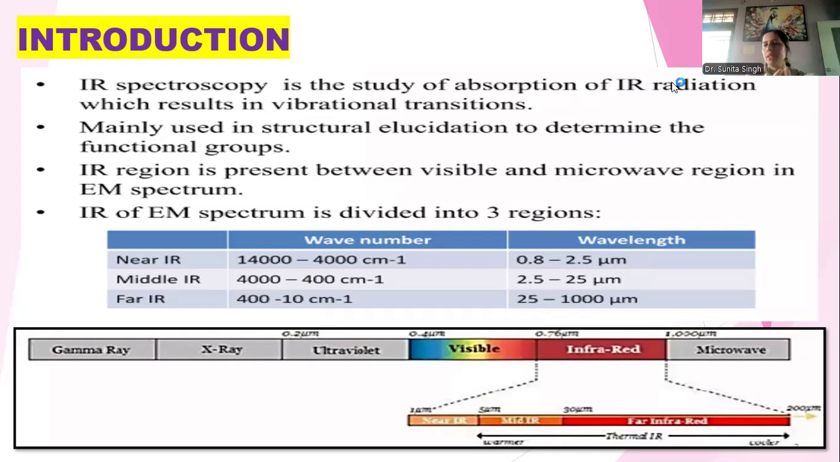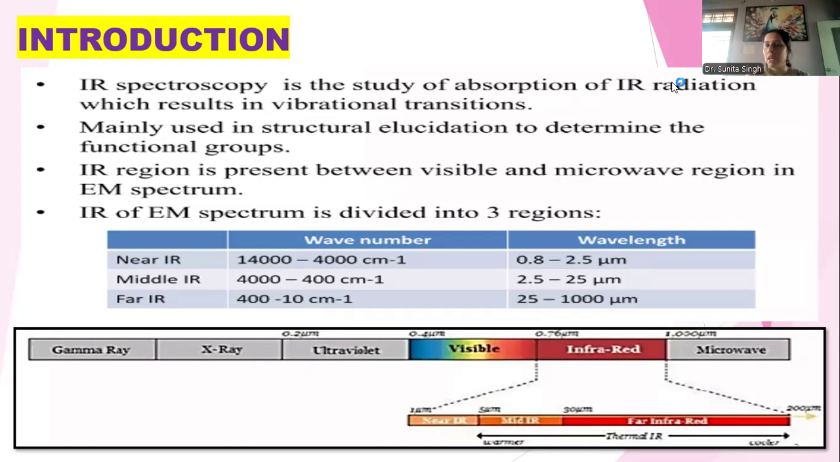The IR region is present between the visible and microwave regions in the electromagnetic spectrum, and it is further divided into three regions: near IR, middle IR, and far IR. You can see in this slide that the IR region is between visible and microwave.